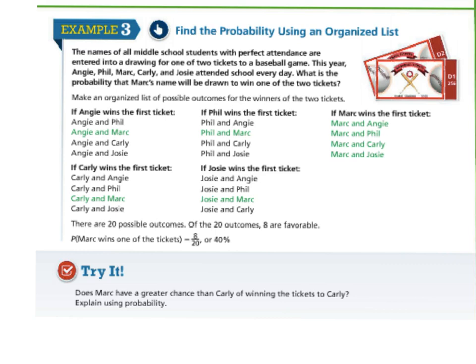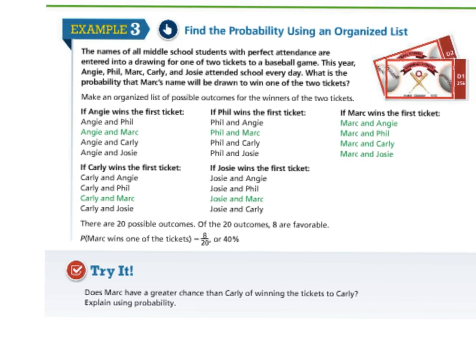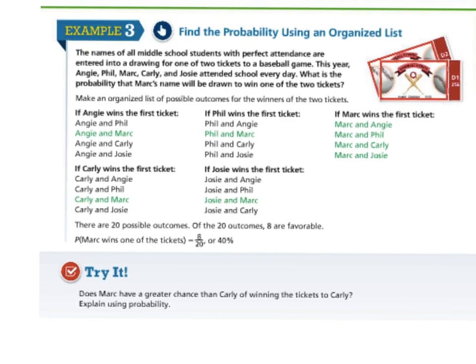Okay, in example 3, this one gets a little complicated, so they use an organized list to show all the possible outcomes that can happen when two students are selected to receive baseball tickets. In this case, it doesn't matter which student is picked first and which student is picked second. But that's how they've got it organized, so we can see if we have included all the possible outcomes.